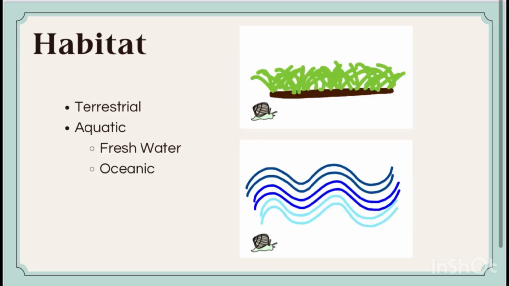For their habitat, they can be terrestrial, which is on land, or they can also be aquatic, and so that could be freshwater or oceanic, and oceanic are the most diverse species.